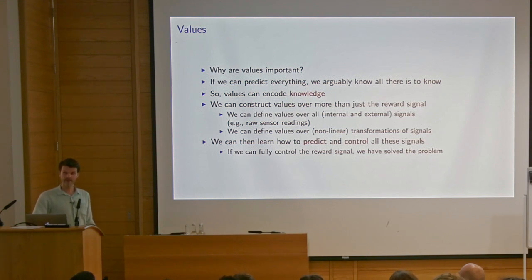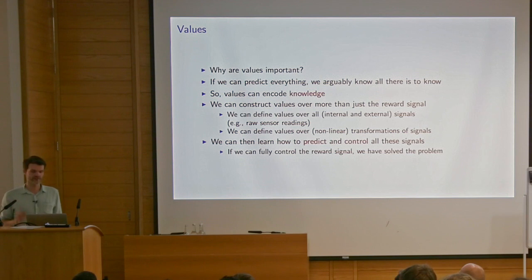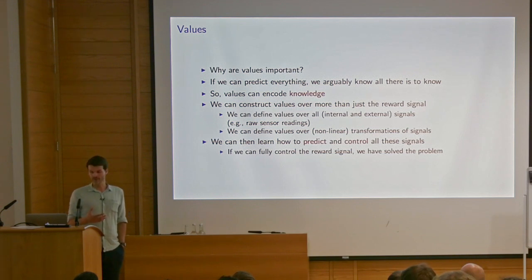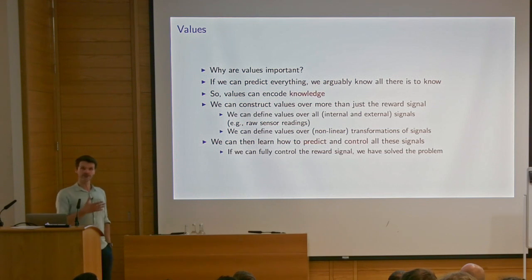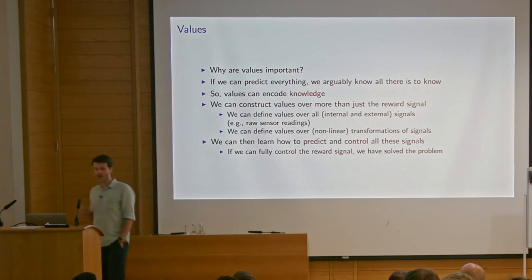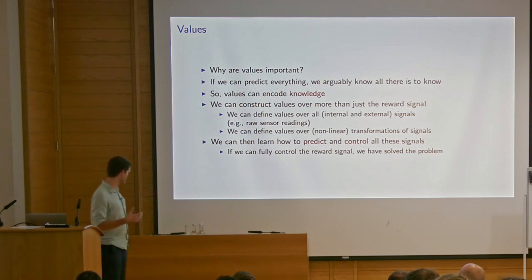We can construct values, so in order to make use of this, we can construct values over more than just the reward signal, which is this one scalar signal. Essentially, we can define values over all of the signals that the agent has access to. For instance, you could think of the raw sensory readings. You could either try to predict those and discounted future sums of those, or functions of those.